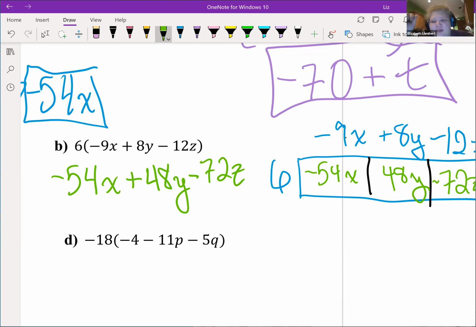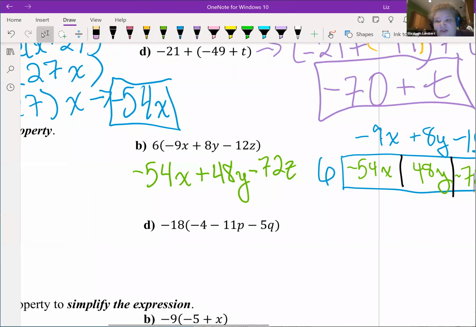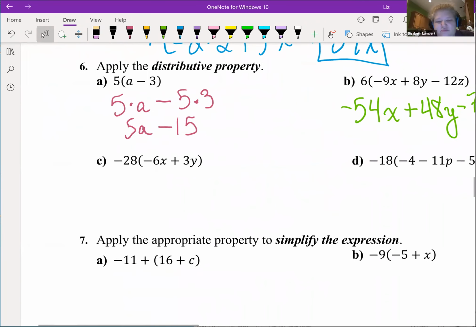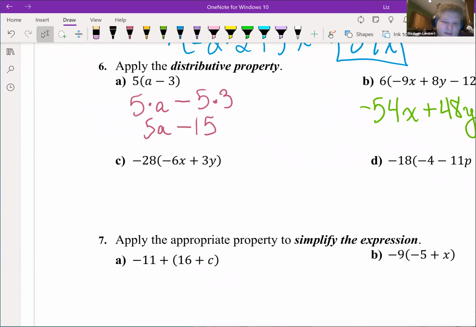Now the order you write them in actually doesn't matter. So if you put the 48y first and then put minus 54x minus 72z, it would take it. But it would also tell you normally we write them in alphabetical order or preserve the order we were given them in. But it still counts it correct. Give me the next one.